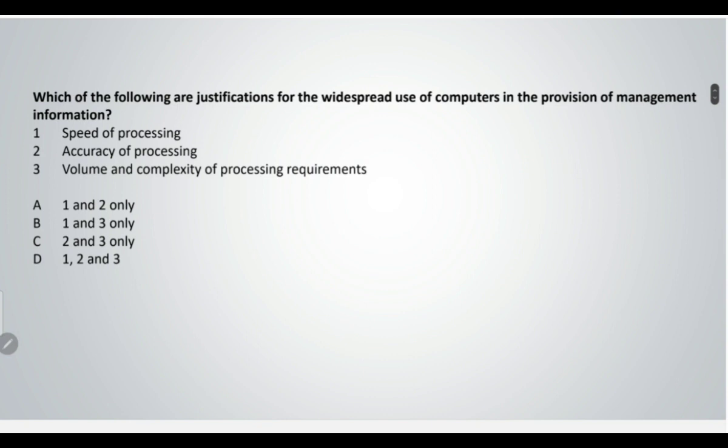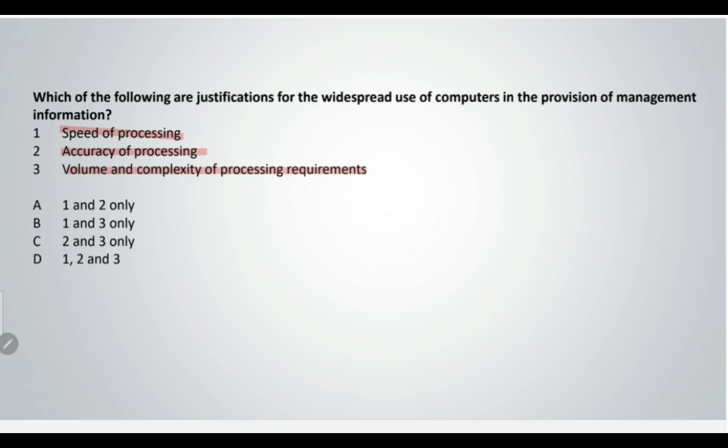Now an MCQ is related to this information. Which of the following are justification for the widespread use of computer in the provision of management information? Number 1, speed of processing, exactly, accurate. Number 2, accuracy of processing, true. Number 3, volume and complexity of processing requirement.